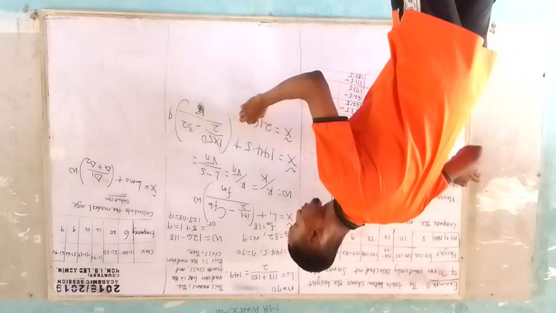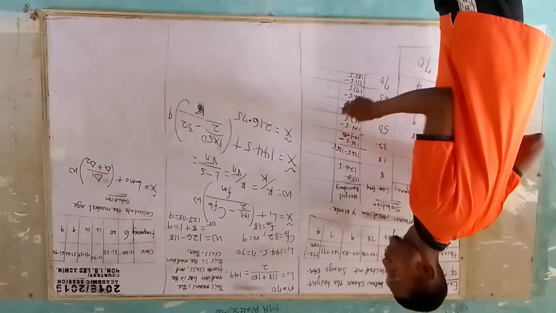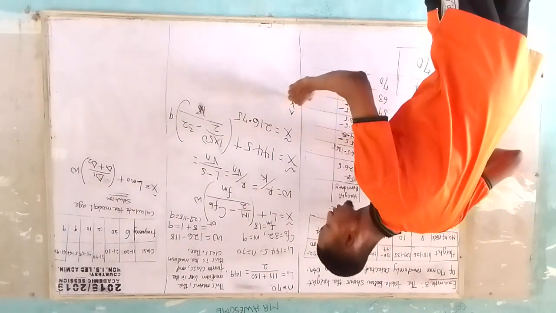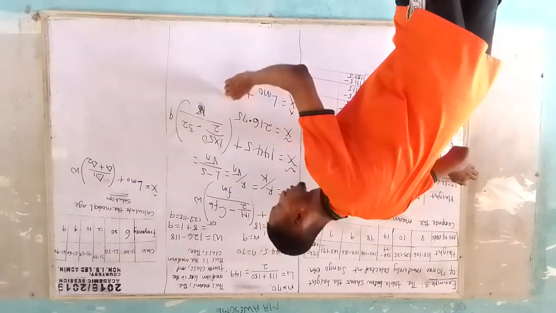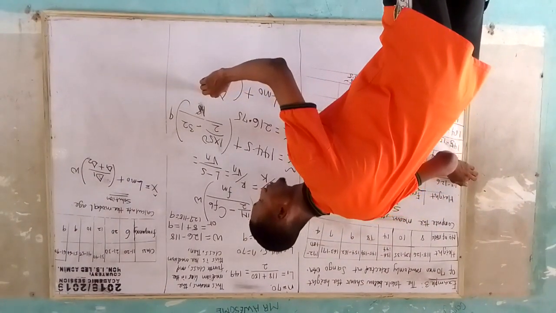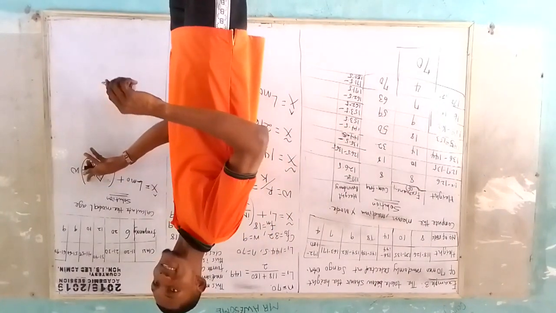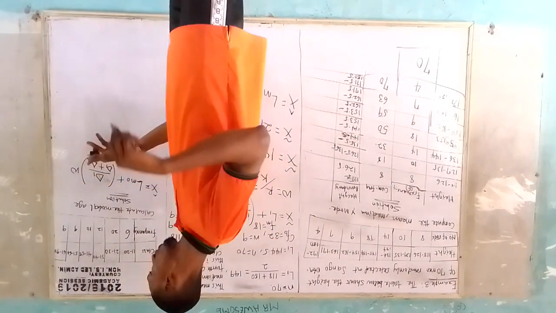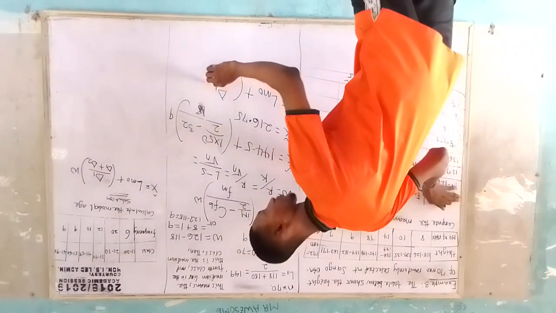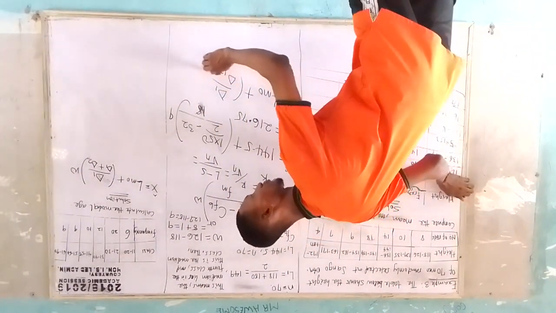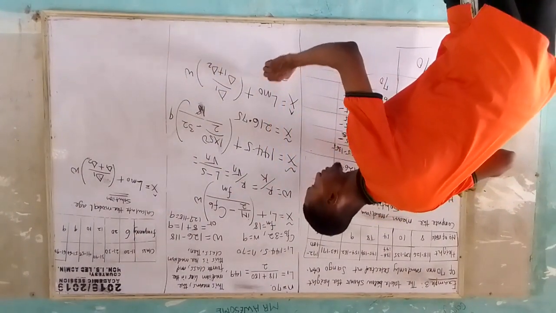So let's find the modal class. The mode. How do you find the mode? The mode is the lower class value of the modal class plus the difference between the frequency of the modal class and the class before it, over the frequency of the modal class and the class after it, times the class width.